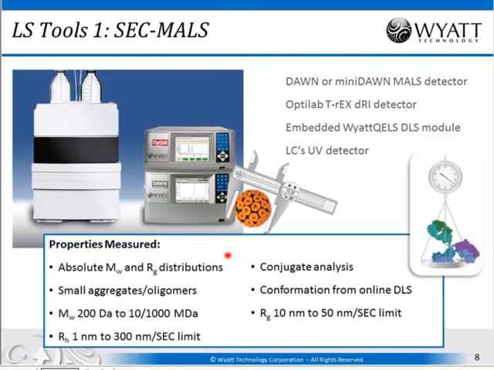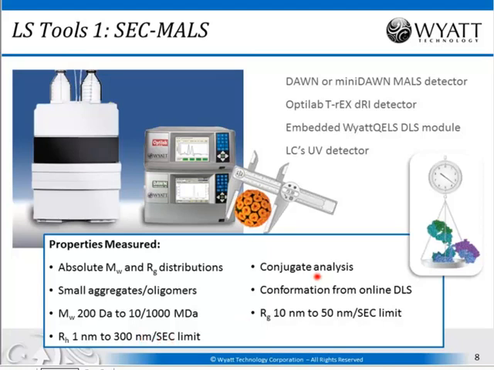So the properties measured with SEC-MALS are distributions of absolute molecular weight, absolute because we're not depending on the elution time to determine molecular weight, we're actually measuring it directly, and size, often used in protein studies and biotechnology to look for small aggregates and oligomers, so the soluble aggregates. It measures molecular weight over a range of 200 Daltons up to, depending on the instrument, 10 or even 1,000 megadaltons. RH can be measured, again, depending on the instrument, between 1 and 300 nanometers, which is, in fact, well beyond the limit of separation of size exclusion chromatography.